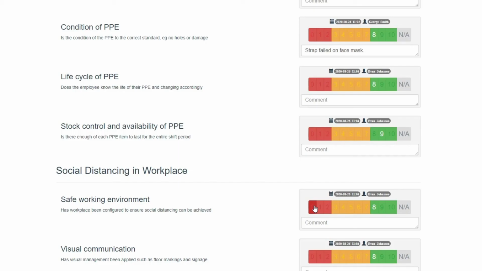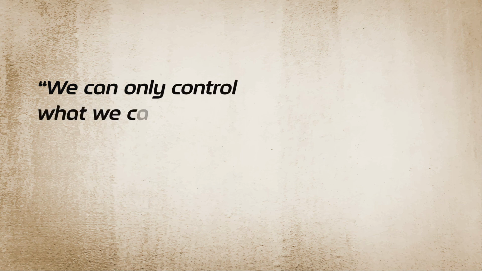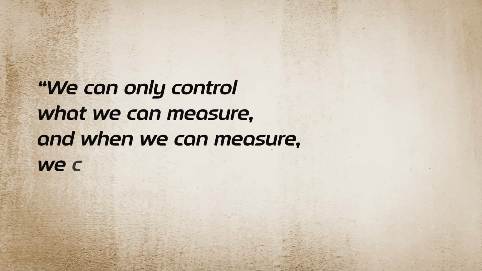The users in the organization can escalate issues and fill in the current status. They can also see what the next steps towards more lean organizations are, which will help them and challenge them to drive their development. Remember, we can only control what we can measure, and when we can measure, we can start to improve.